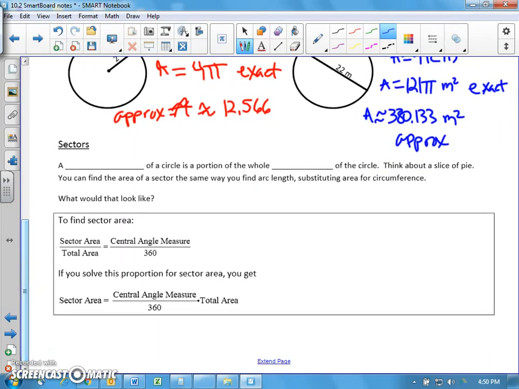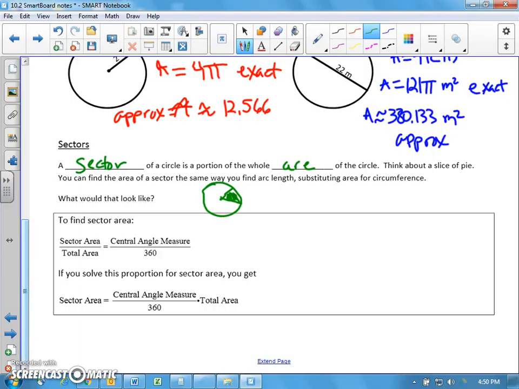All right, so let's talk about sectors. In the same way that we talked about arc length in relation to our circumference, we can talk about the area of a sector in relation to the total area. A sector is a portion of the whole area of the circle. What you want to think about here is a slice of pie. This isn't just breaking off the crust like arc length. This would be taking your circle, choosing your angle, and slicing out the whole piece.